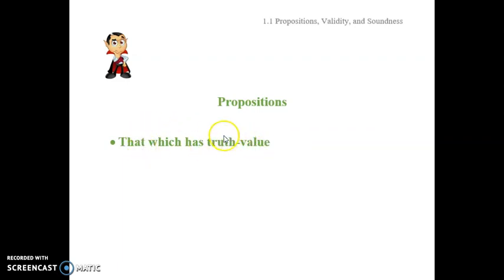But it's a thing that can be true or false. For example, the proposition that Socrates is mortal is either true or false. It has a truth value, and in fact, it's true. But that's the basic idea.